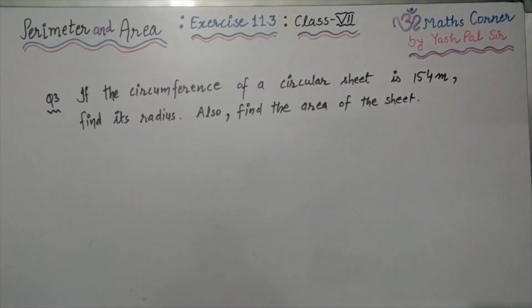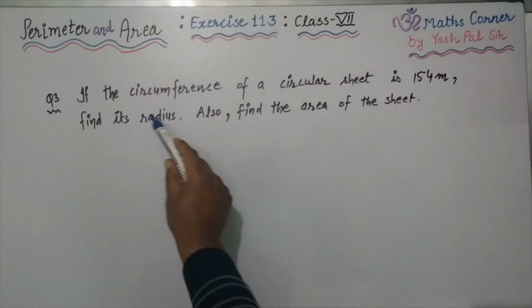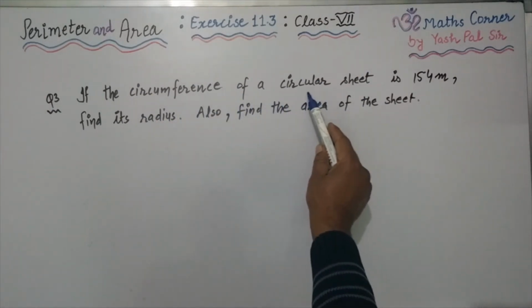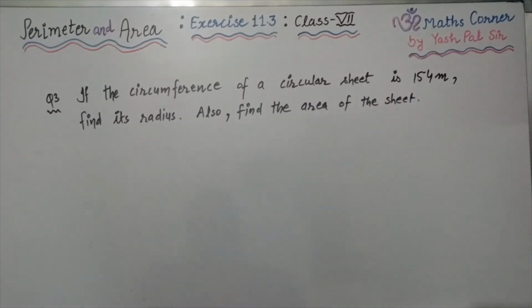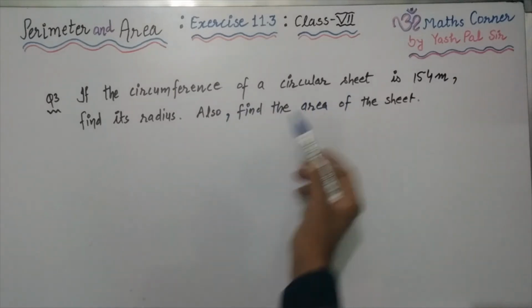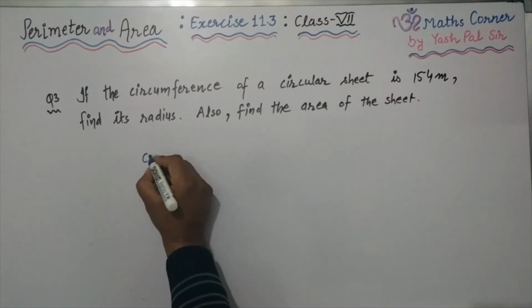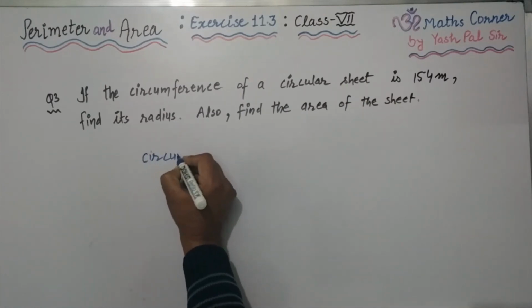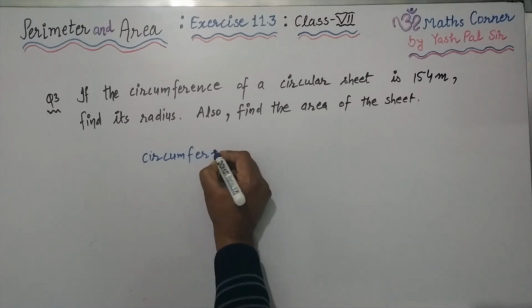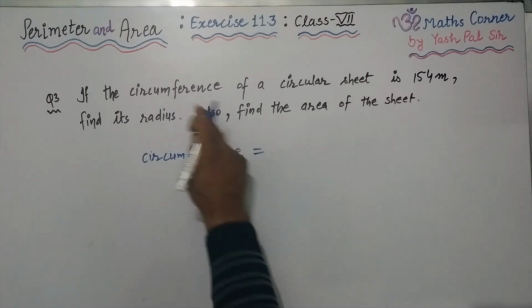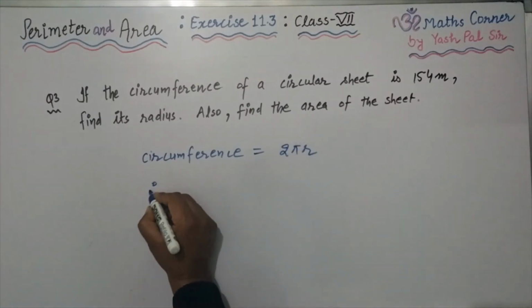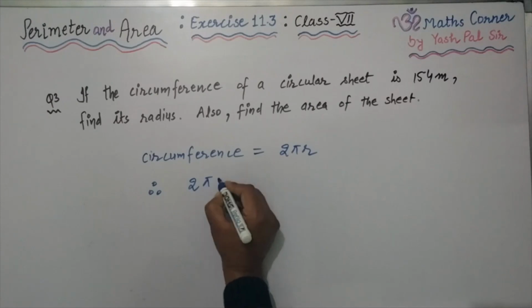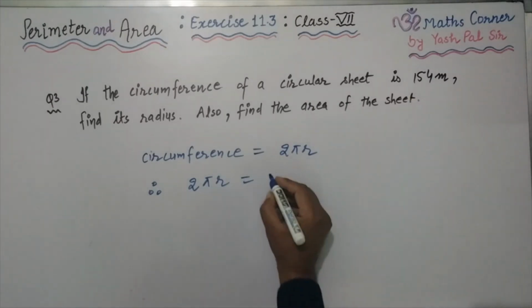Now we have question number 3. If the circumference of a circular sheet is 154 meter, find its radius. Also find the area of the sheet. So first of all, circular sheet circumference, the formula is 2 pi r. So here the value of 2 pi r is given.